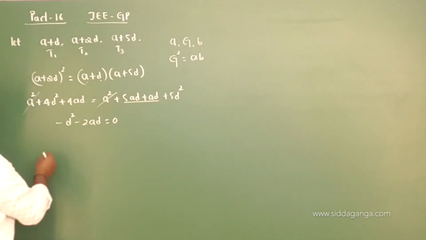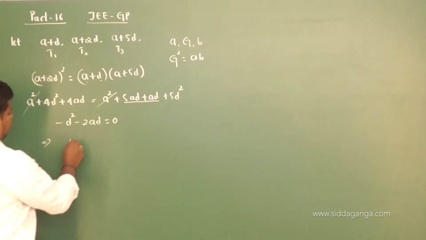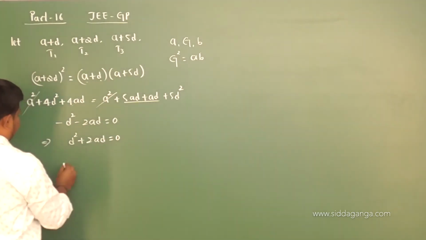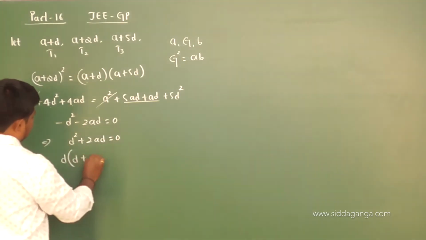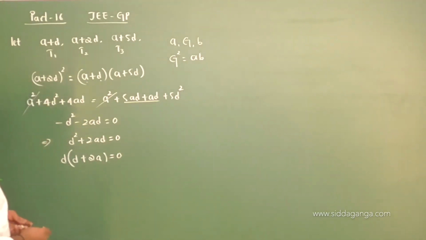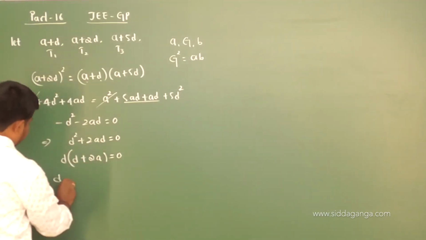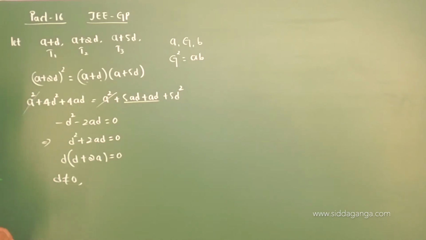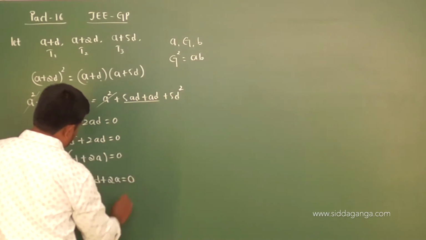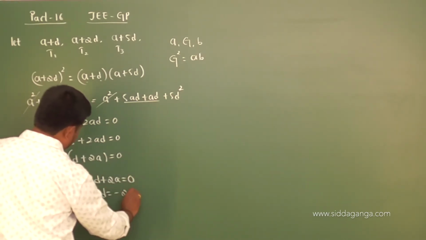Multiplying by minus 1 on both sides, we get D square plus 2AD is equal to 0. This can be written by taking D outside: D into (D plus 2A) is equal to 0. Here D cannot be 0, because when D is 0 you don't get the elements. So common difference cannot be 0, and we take D plus 2A is equal to 0. So this gives D is equal to minus 2A.